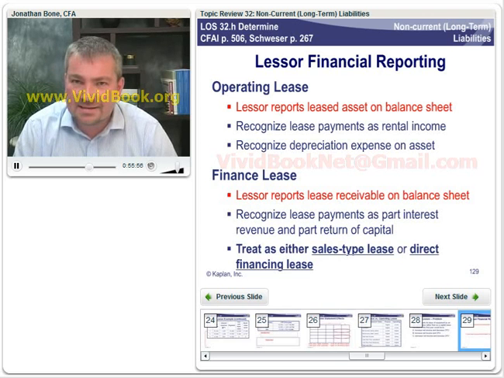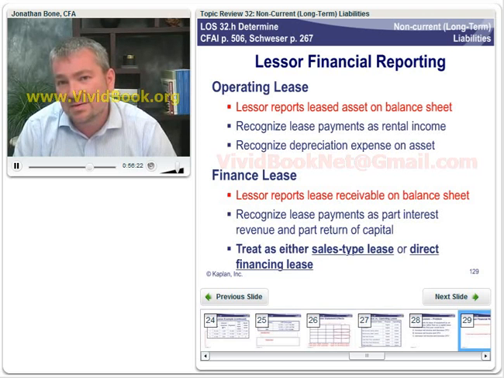Now with a finance lease, this is going to be slightly different. Notice the lessor is going to report a lease receivable on the balance sheet. In other words, we're going to have an asset that represents the present value of the future payments that the lessee owes the lessor. We're going to recognize lease payments as partly interest and partly the return of capital. Fair enough, just the same really as the lessee did, but the lessee was looking at a liability. The lessor is looking at an asset.